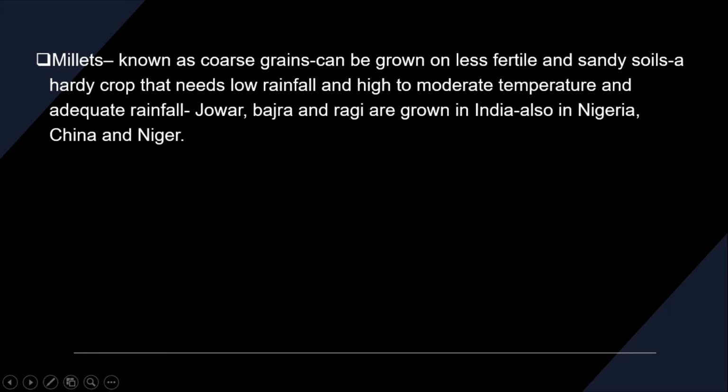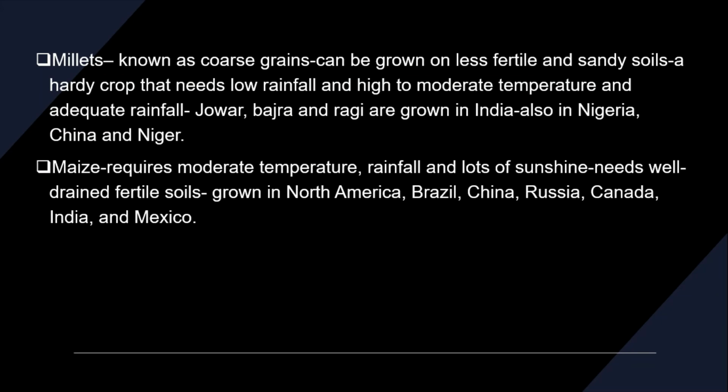Millets. Millets are known as coarse grain and can be grown on less fertile and sandy soils. A hardy crop that needs low rainfall and high to moderate temperature. Jowar, bajra and ragi are grown in India, also in Nigeria, China and Niger.